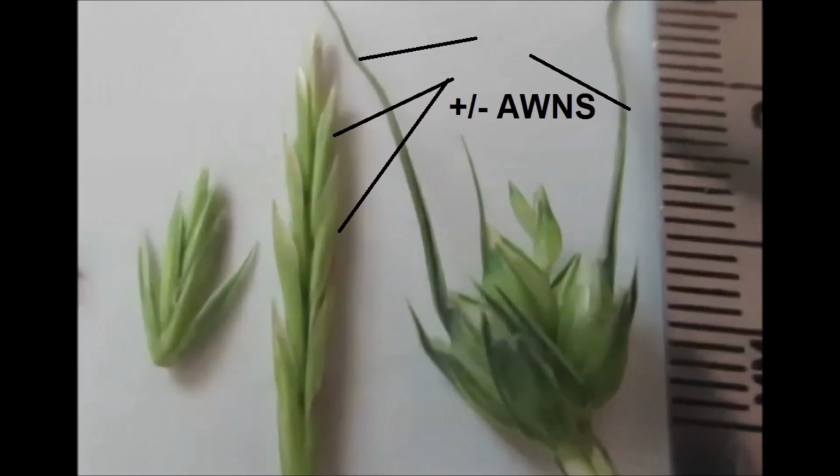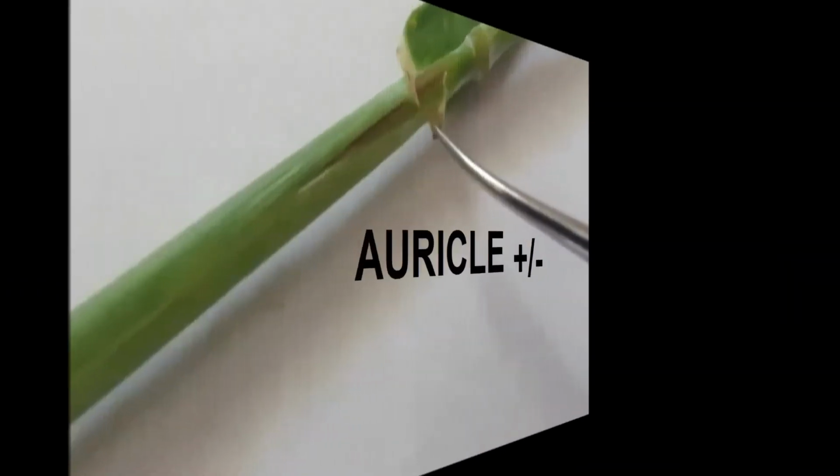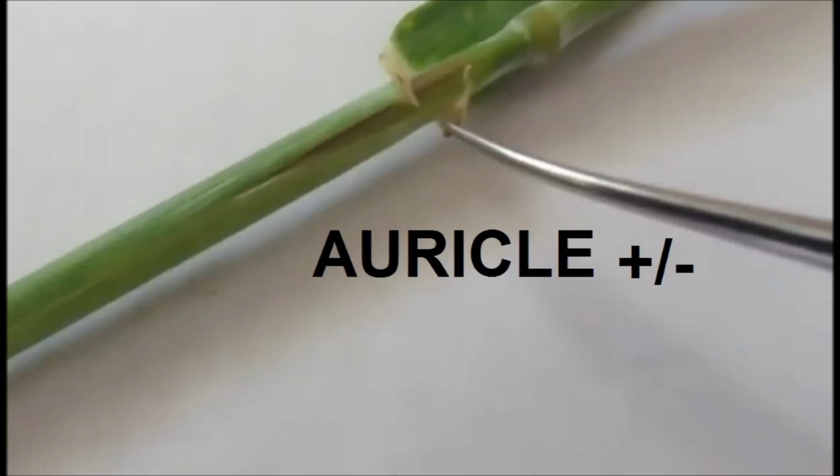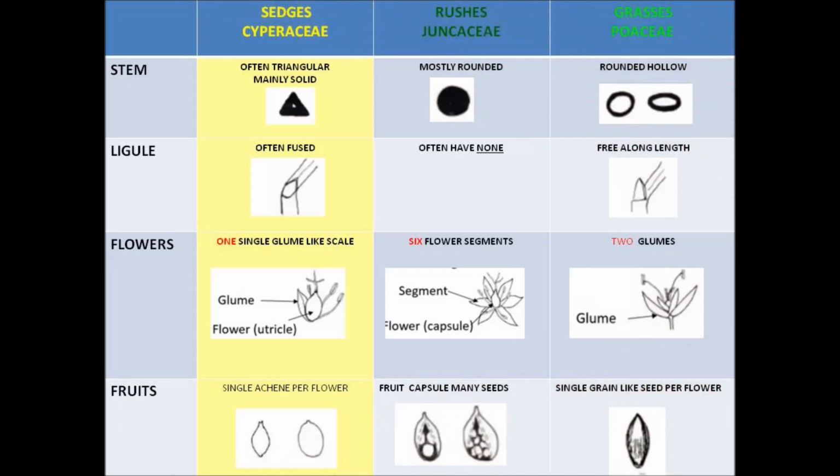Some keys may ask for the presence or absence of awns and where they originate. Some keys may interrogate as to whether the ligule is a membrane or ciliate. Other keys may look at the auricle to see whether there is crossover or whether it clasps the stem. Notwithstanding other characteristics such as the width of the leaf blade, the texture or ridges on stems, and of course the colour of stems. Here we see the distinctive stripy pyjamas recognised by many people on the stems of Yorkshire fog or Holcus lanatus. I hope this episode has made you confident in identifying the 3 families.